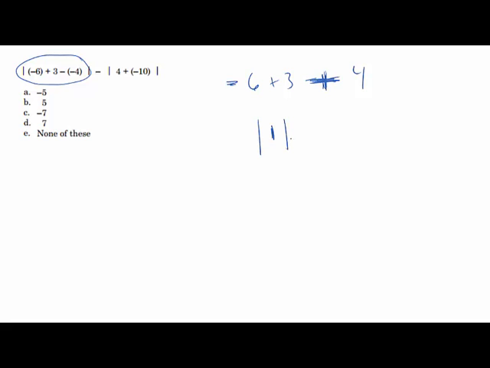So 1, absolute value, minus, now let's do this. What is 4 plus -10? And that equals -6. So it's absolute value of 1 minus the absolute value of -6. And so the absolute value of 1 is just 1, minus the absolute value of -6 is just 6. And so the answer is -5. So it's A.